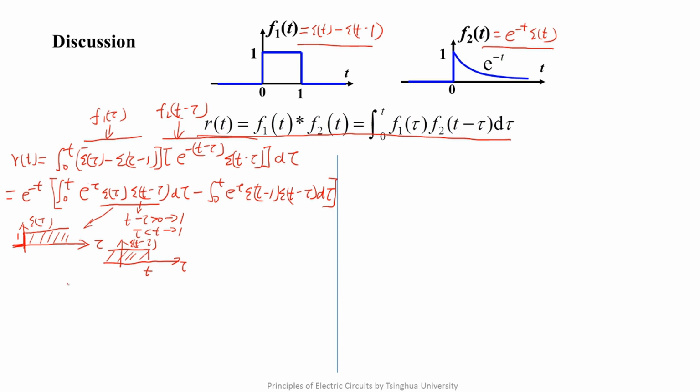So the first item can be written as the integral of e to the power of τ dτ from 0 to t, which equals e to the power of t minus 1.